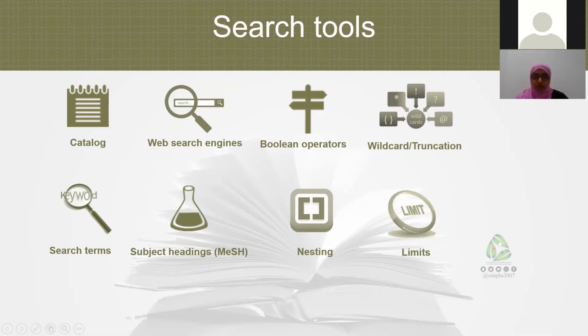Of course, your search terms should be very relevant, your keywords to your topic. Subject headings, we will again talk about it. Nesting, and you can limit your search with either dates, the population you're looking at, and the type of publications you are interested in. So you can limit your search with that.